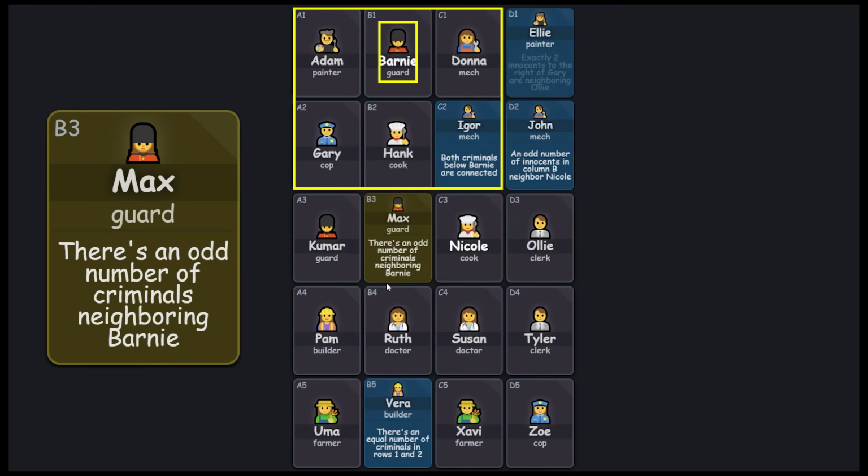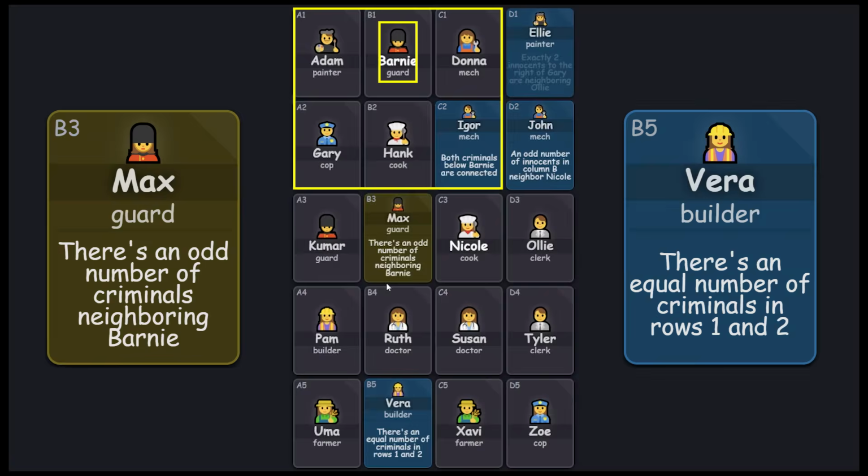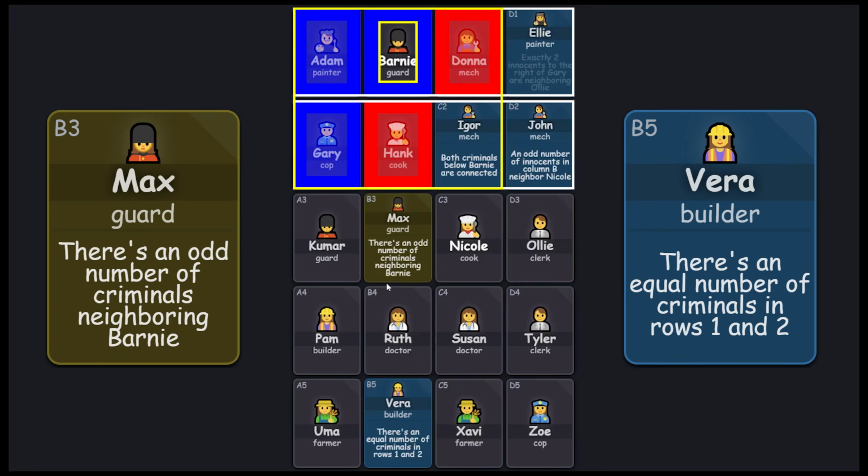There's an odd number of criminals neighboring Barney. If you look at Vera's clue, rows 1 and 2 must have the same number of criminals. So if Barney was innocent, then he would have an even number of criminal neighbors, which we don't want. Therefore, we can mark Barney as a criminal.